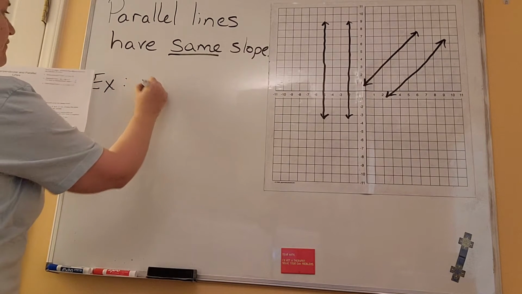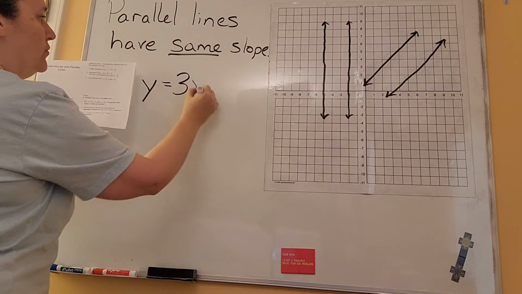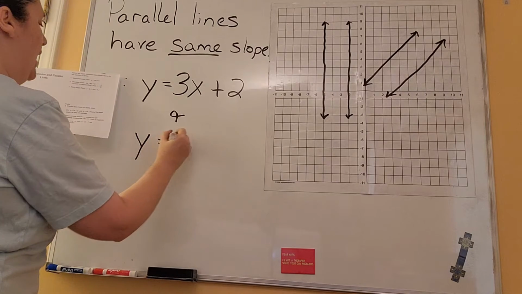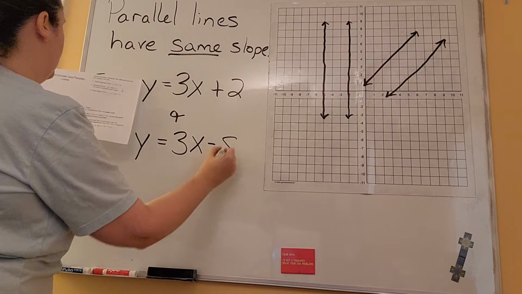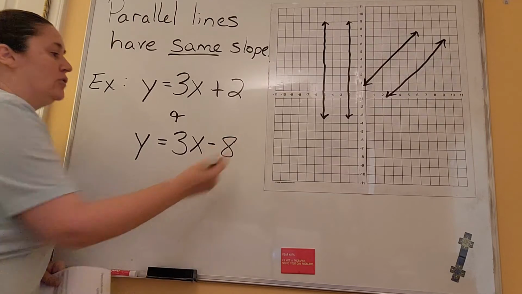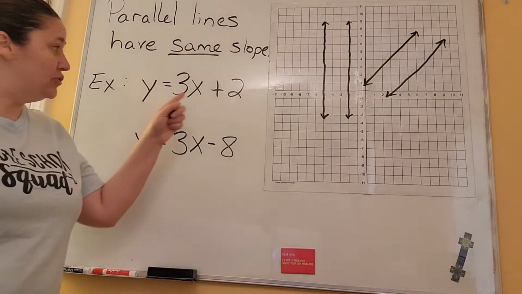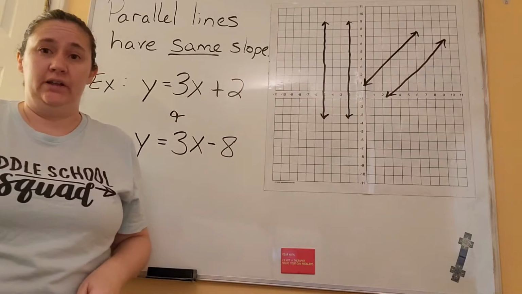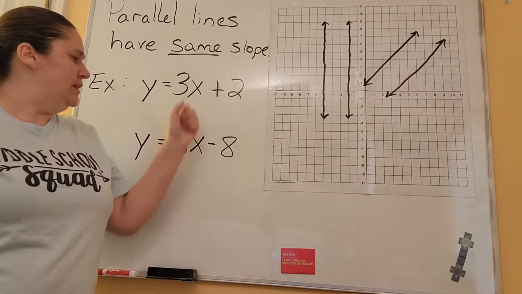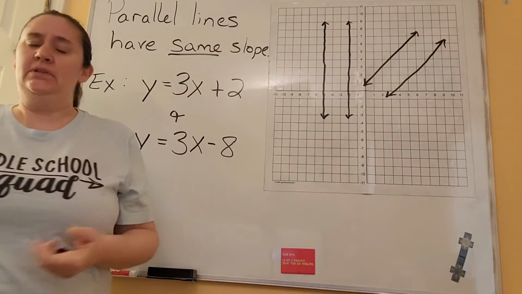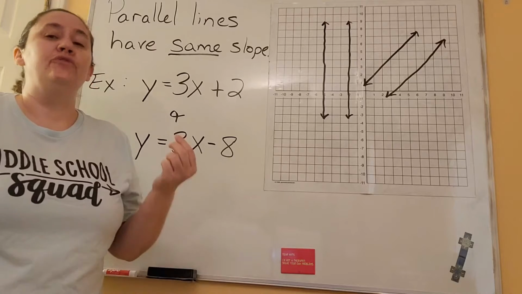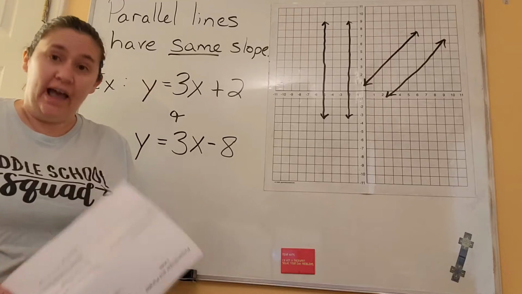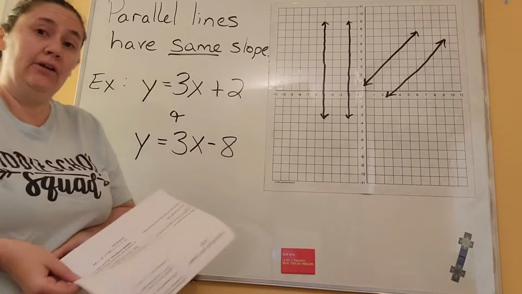Here's an example of equations: y equals 3x plus 2, and the equation y equals 3x minus 8. These are two different equations, so they represent two different lines on our coordinate grid. And if I ask you, are these lines parallel? Are they perpendicular? Or are they neither? The first thing you should check is, do they have the same slope? Because if they have the same slope, then they are parallel.